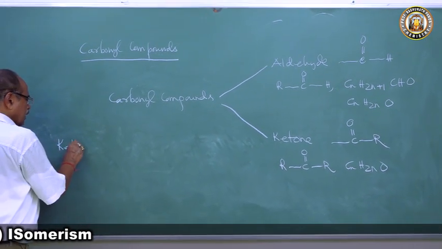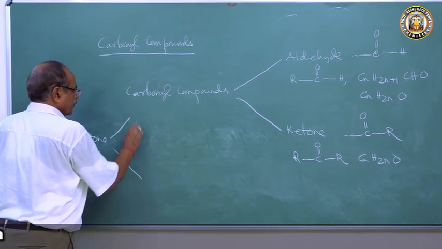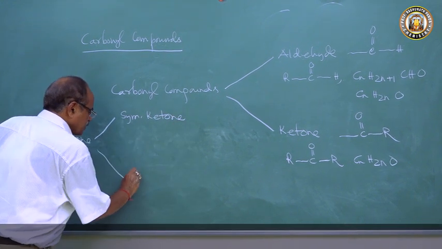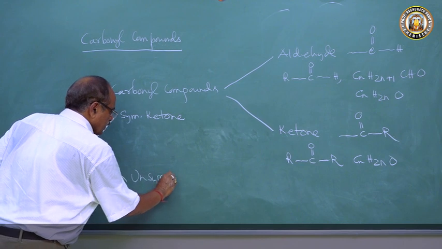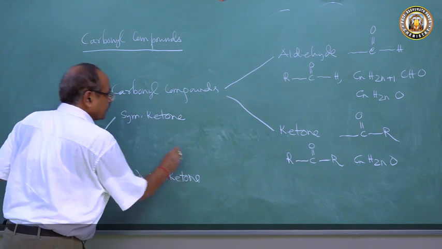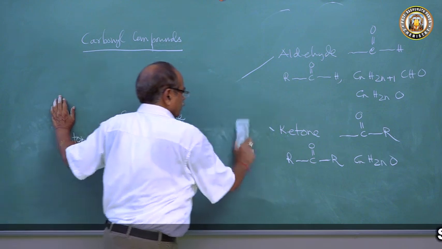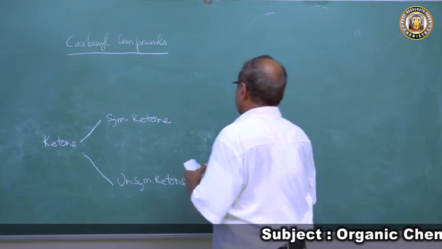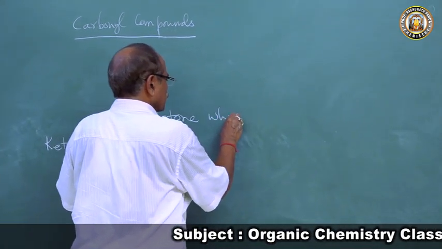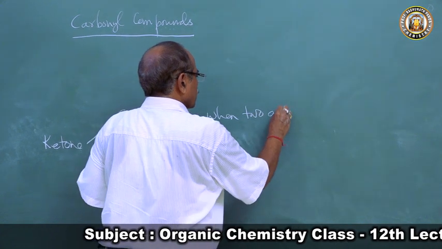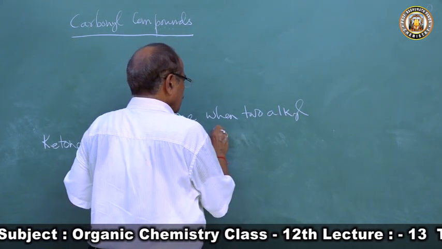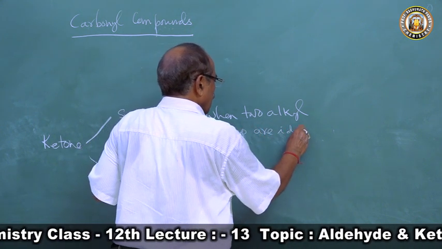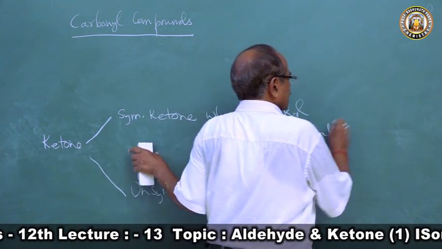Now these ketones can be of two types: symmetrical ketone and unsymmetrical ketone. When the two alkyl groups are identical, it is called a symmetrical ketone.